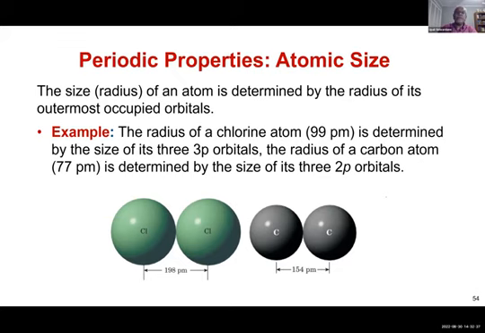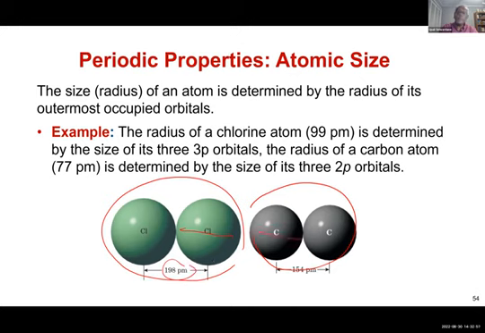If you look at carbon here and chlorine here, carbon has a smaller radius. This is the diameter. This diameter is equal to this. That's the distance between. The diameter is the diameter of the circle. Half of it is the radius.